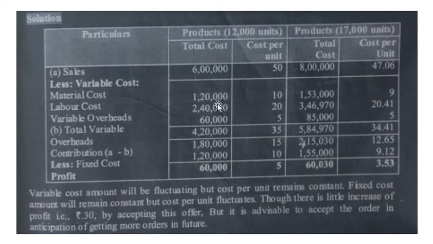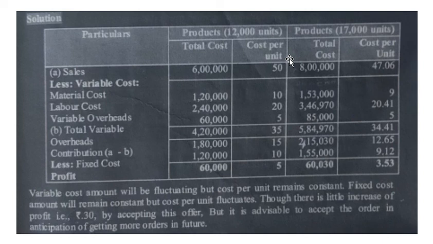So now we will find out the cost per unit. 1,20,000 divided by 12,000 will give you 10. 2,40,000 divided by 12,000 units will give you 20. 60,000 divided by 12,000 will give you 5. The same way, 4,20,000 divided by 12,000 units will give you 35. So now we are done with the variable cost for 12,000 units of production.